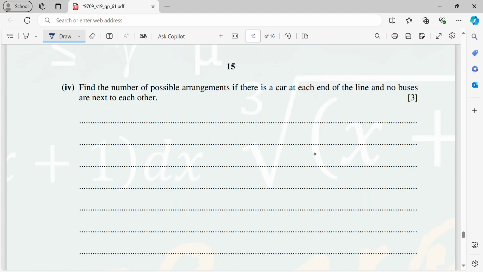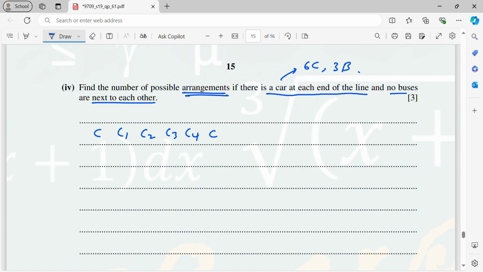Part 4. Find the number of possible arrangements if there is a car at each end of the line and no buses are next to each other. Okay, so now we have 6 cars and 3 buses. It is mentioned that there is a car at each end of the line. That means probably this is C and here is C. So from the 6 cars, you have 2 fixed here. Then I will have another C1, C2, C3, C4, 4 other cars.